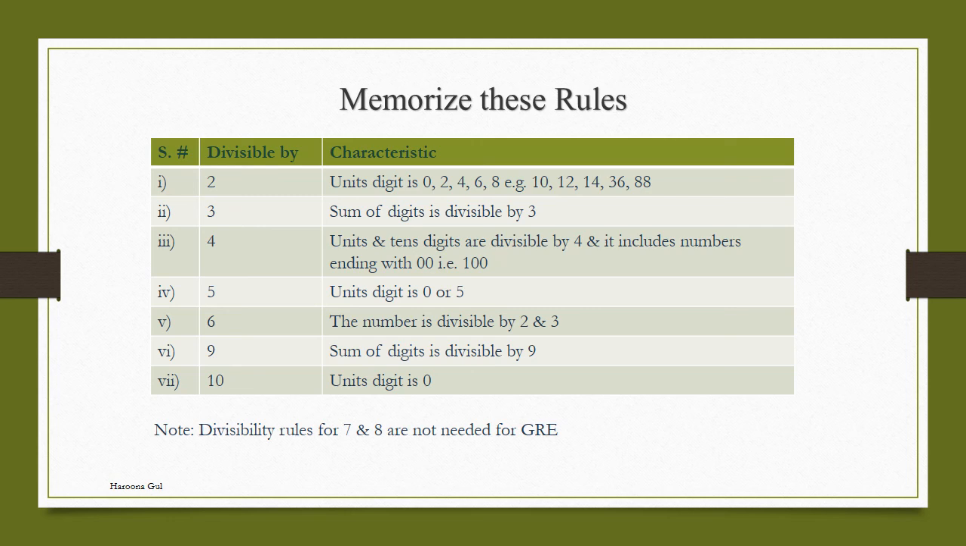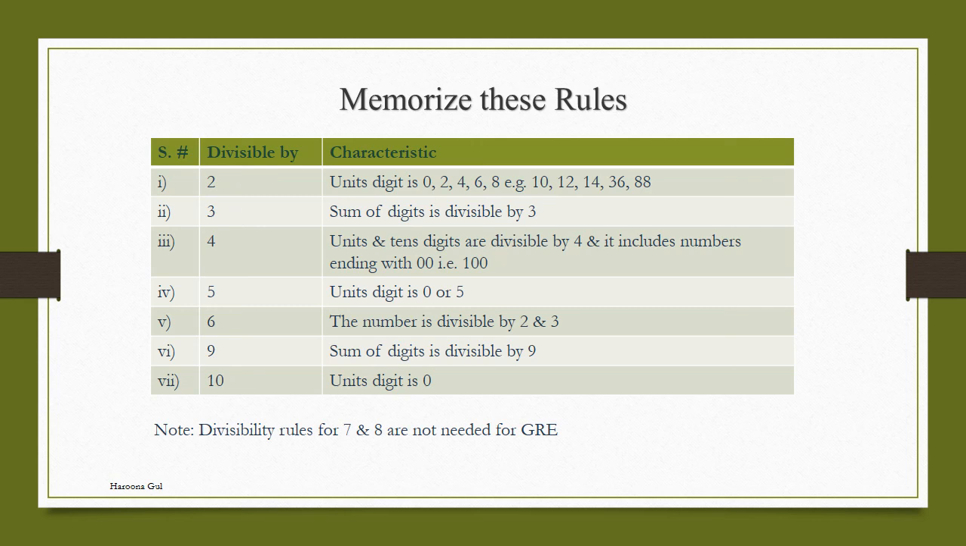For 5, a number's units digit should be 0 or 5. I repeat, for 5, a number's units digit should be 0 or 5. That is, it should end with 0 or 5. In case of 6, the number should be divisible by both 2 and 3. This means that the divisibility rules of 2 and 3 apply here.